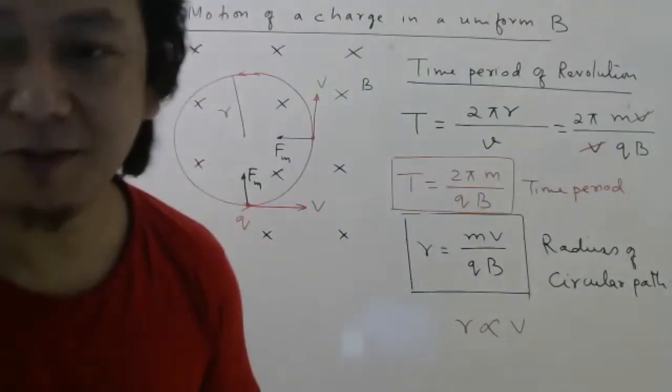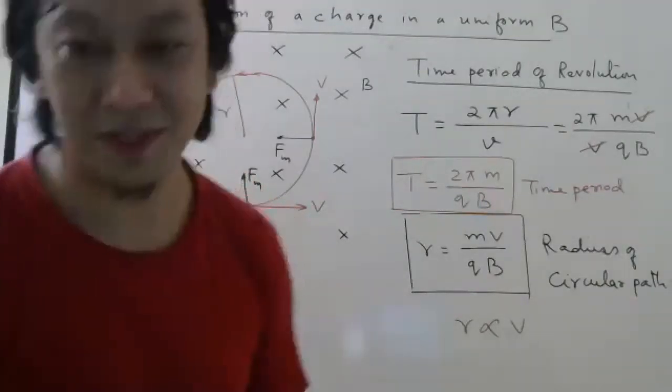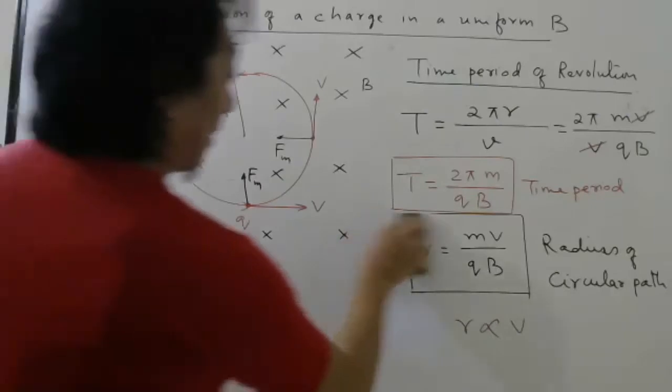Say 10 times, 20 times, or do more problems. The best way to remember formulas is to do more problems. Okay.